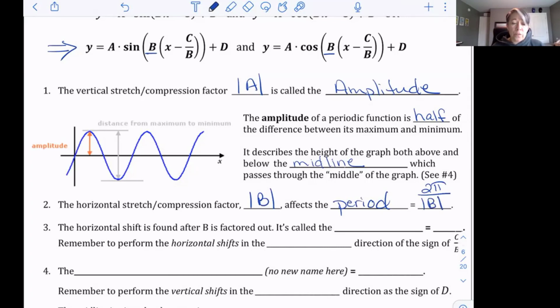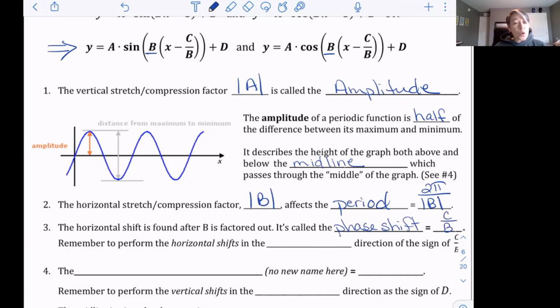The horizontal shift is found after b is factored out. This is called the phase shift. And if factoring out that word freaks you out, that just means you're going to take whatever that c value is and divide it by b.